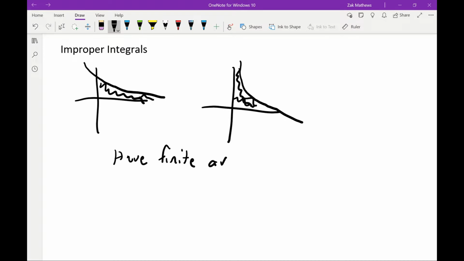And so just like we've done in the past, we need to find those areas using integrals. But now because we are going to infinity, we're going to have to look at what is called an improper integral. And that is what we're going to look at in this video. We're going to look at improper integrals. So let's take, for example, y is equal to e to the negative x.